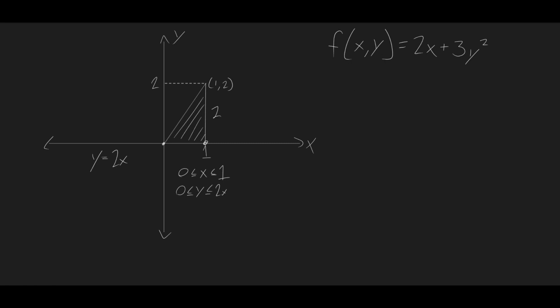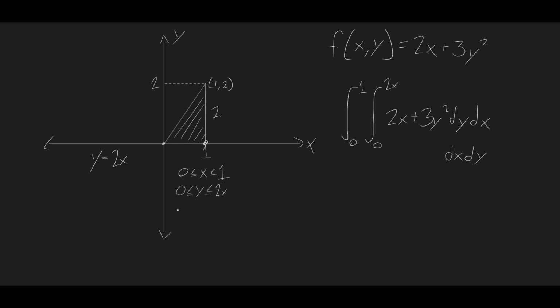And so our double integral will look something like this, where on the outside we have our constant bounds for our x. So we're going to first integrate y. And on the inside you have our surface, 2x plus 3y squared dy dx. But let's say we want to switch the order of integration. What this means is that we're going to first integrate x and then y. So we're going to have dx dy.